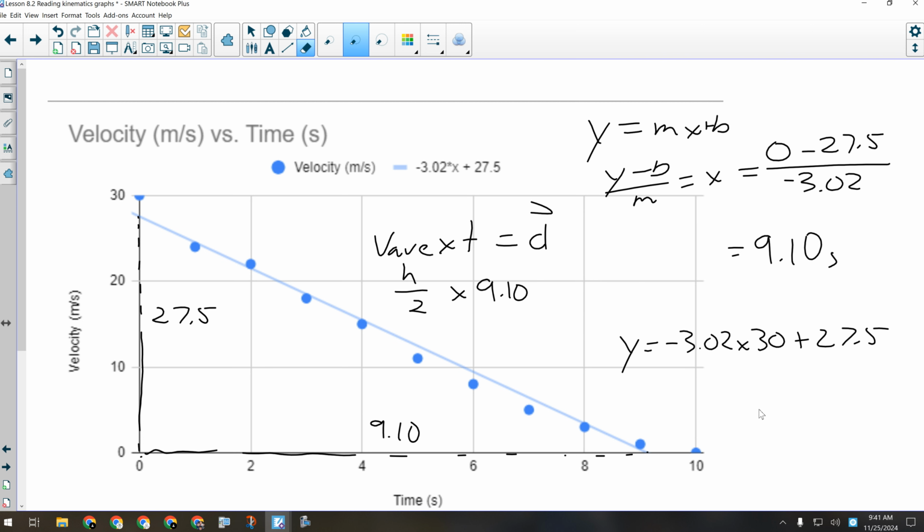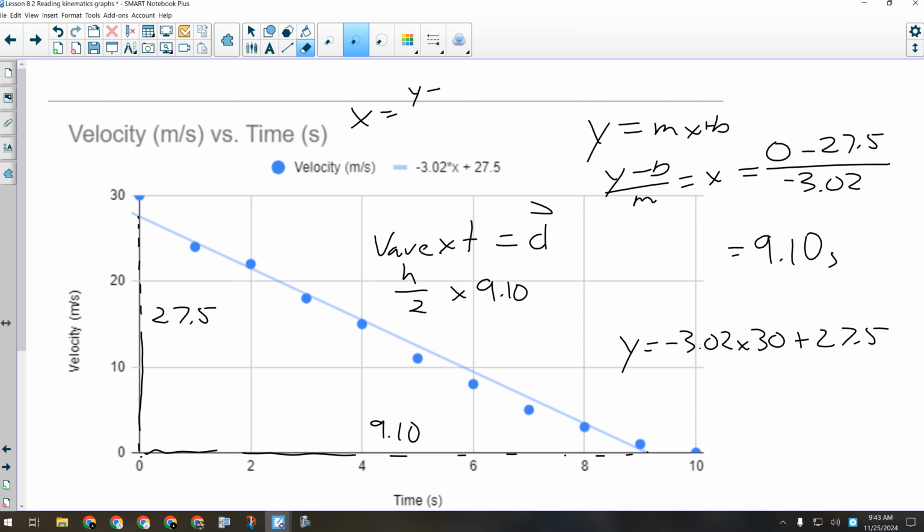At what time will the object be moving at 15 meters per second? So when will the object be traveling at positive 15 meters per second? If I ask you when something happens, what am I asking you to calculate? Time. And time is on the x-axis. All right, so I'm looking for x here.